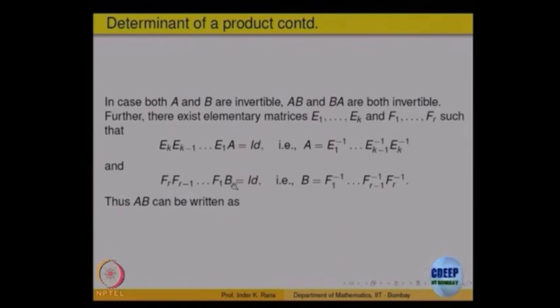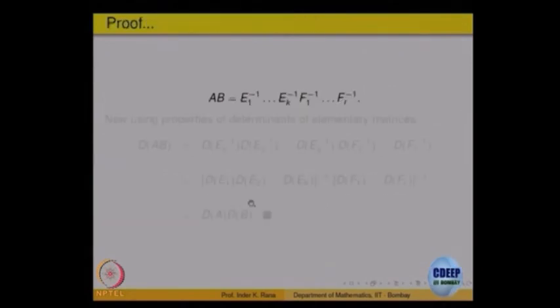Similarly, what is B? B is again invertible, so its reduced row echelon form is identity. So, I should be able to pre-multiply it by elementary matrices so that it becomes identity. That means B is equal to this product of inverses. So, I know what A is, what B is. So, what is AB? I multiply them both. AB is equal to E1 inverse up to Ek inverse, F1 inverse up to Fr inverse, that is B. Now, all of them are invertible matrices, so that is invertible.